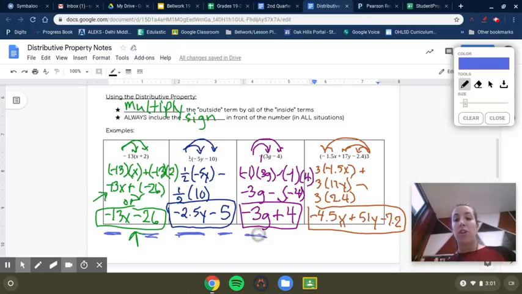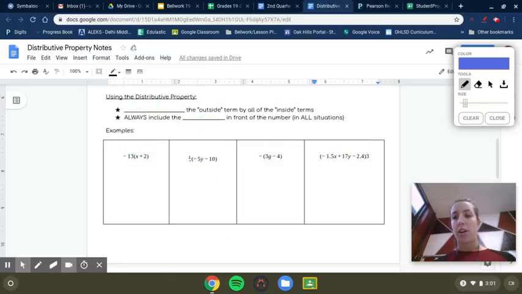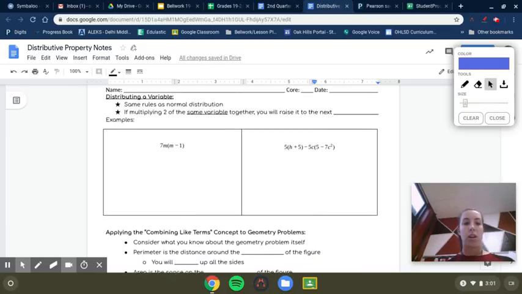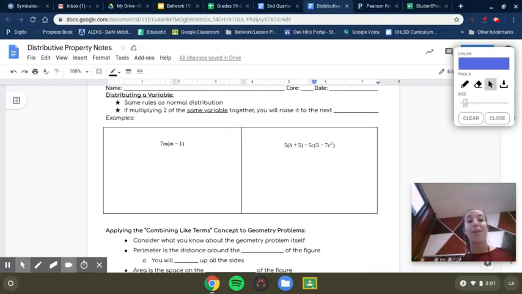Same thing with my 3g and my 4. They don't have the same variables, so you can't combine them, and you'll learn about combining like terms in the following lessons in the future. Okay, so now let's go ahead and move on to the back. We're going to distribute a variable.